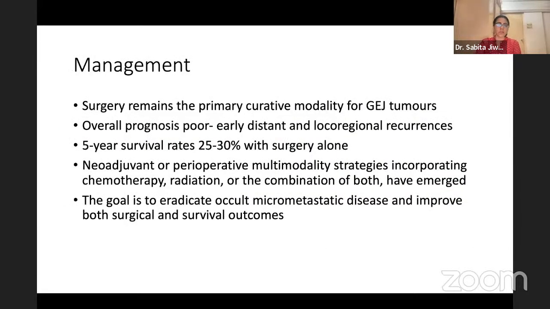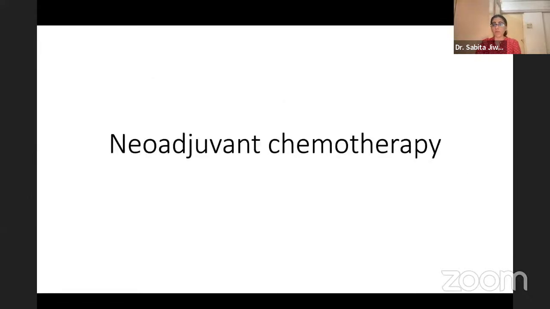So we all know that surgery remains the primary curative modality as of now, but the prognosis is not very great. So that's why we need multimodality treatment, and there have been various combinations. And our goal, as always, remains that we have to eradicate occult micrometastatic disease, improve the local control, and improve the surgical outcomes. So first, we'll start with neoadjuvant chemotherapy.